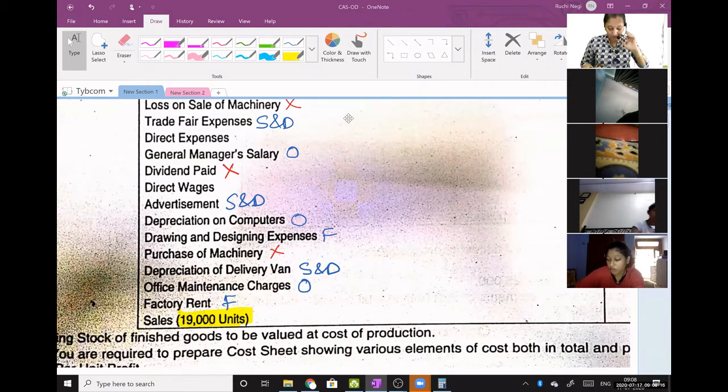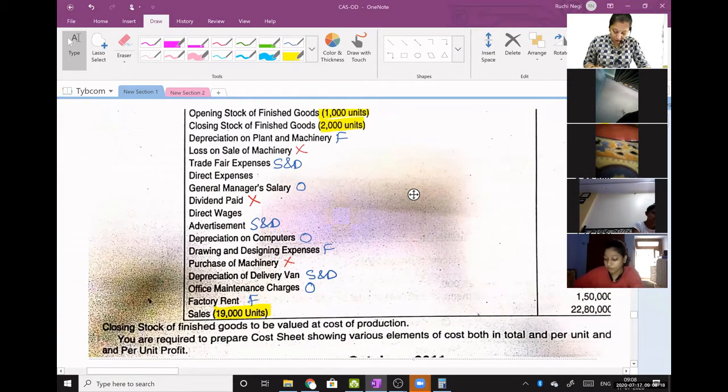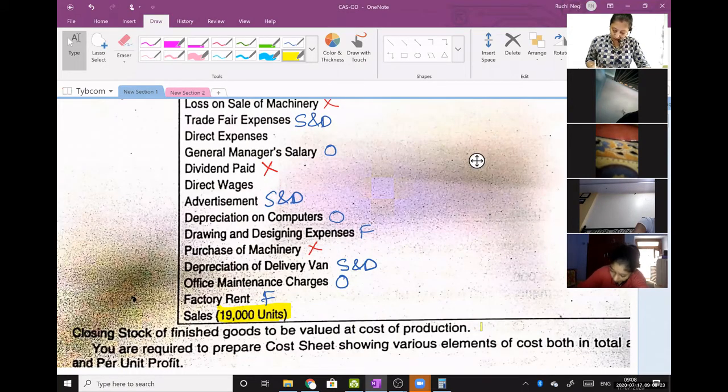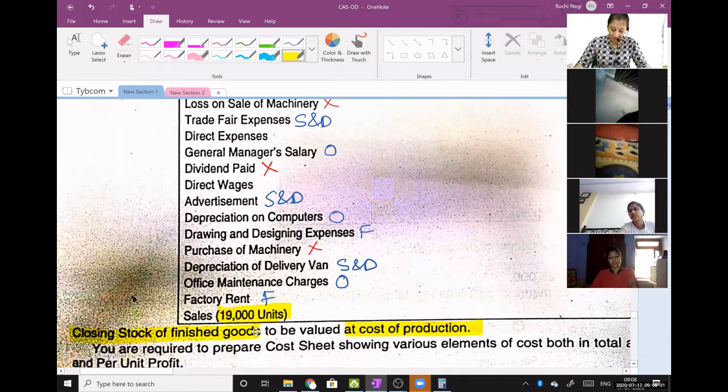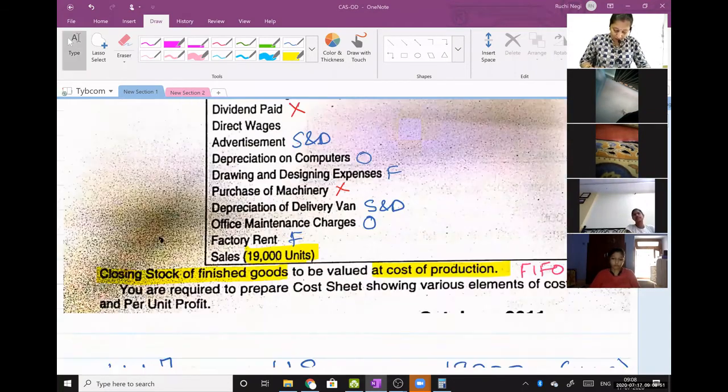Then closing stock of finished goods to be valued at COP. Okay, what is the COP? Means which method? COP means which method? Yeah, Shreyas, FIFO method. Great. Good. So that's my FIFO method. But we will do sums with both the methods. Okay? Yeah, Samita. Good. So let us start with working note.